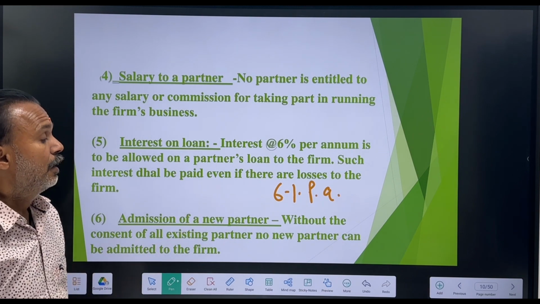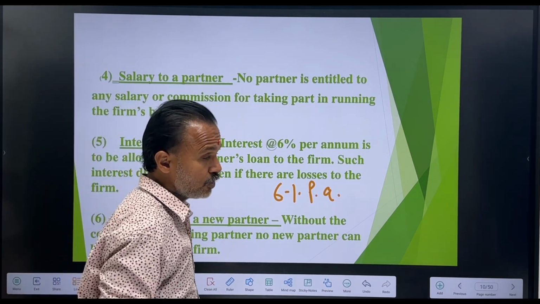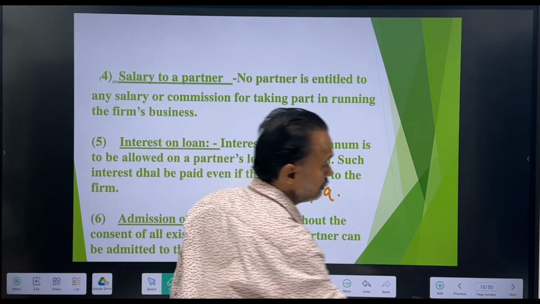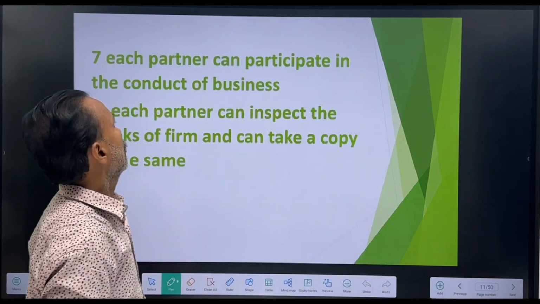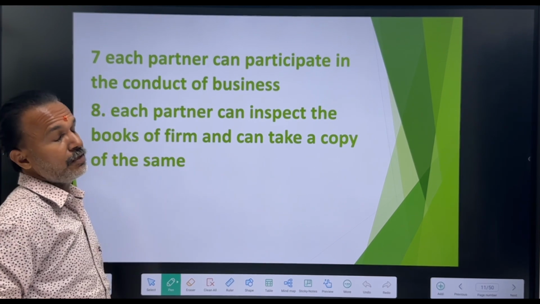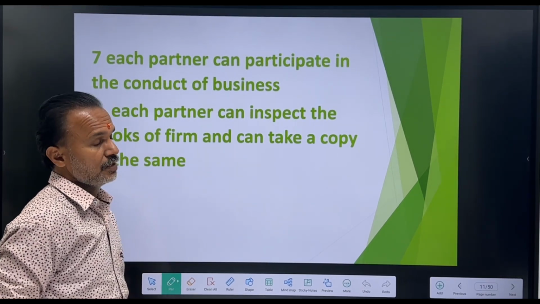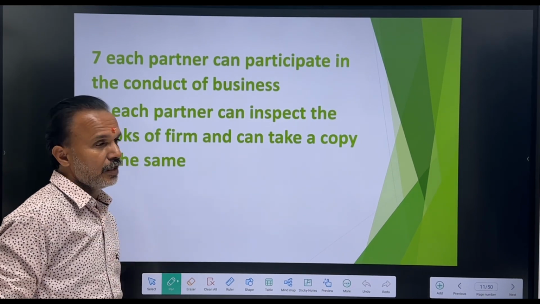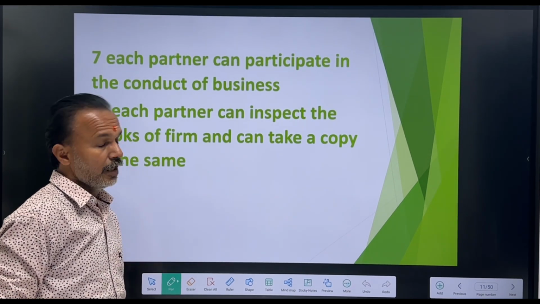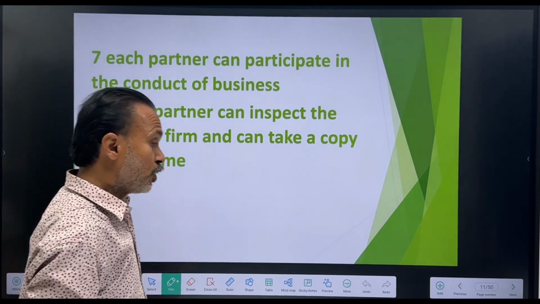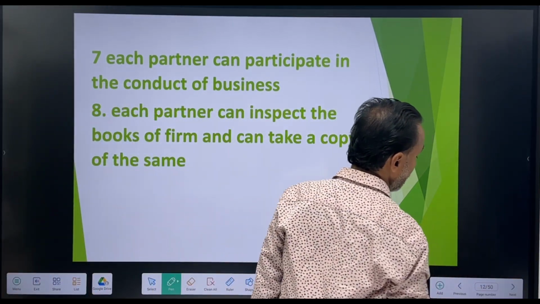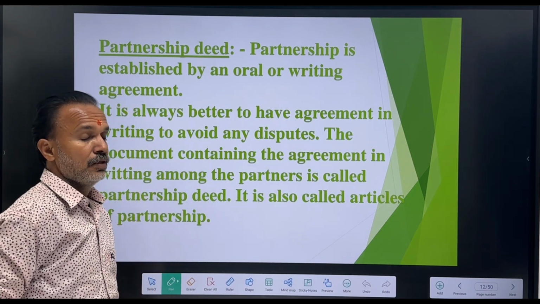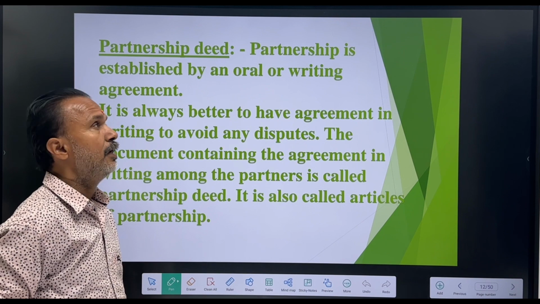Admission of a new partner. Without consent of all partners, no new partner is admitted in the partnership firm. Each partner can participate in the management of business. Each partner can inspect the books of account anytime and take a copy of the same. So these rules are applicable in the absence of partnership deed or in the case of oral agreement.